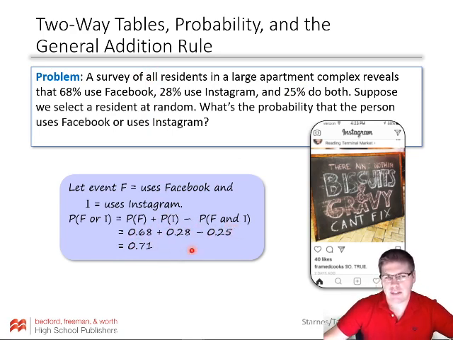You could also think of it as an additional 3% in Instagram that don't use Facebook that we end up adding on there. There are a couple of other logical ways we could look at it, but that would ultimately be that probability.